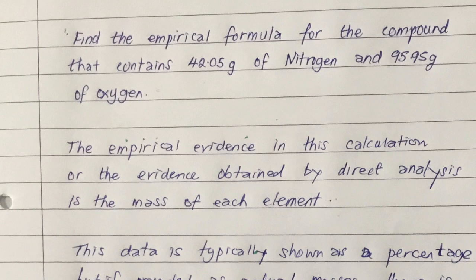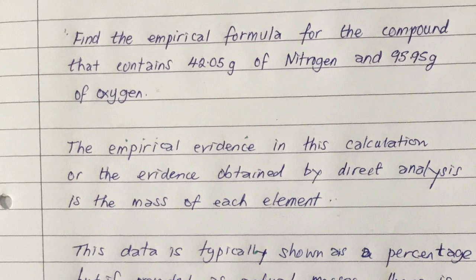In this question, we find the empirical formula for the compound that contains 42.05 grams of nitrogen and 95.95 grams of oxygen. So once again, this evidence that we are working with is referred to as empirical evidence. Evidence that we can obtain from some direct analysis.